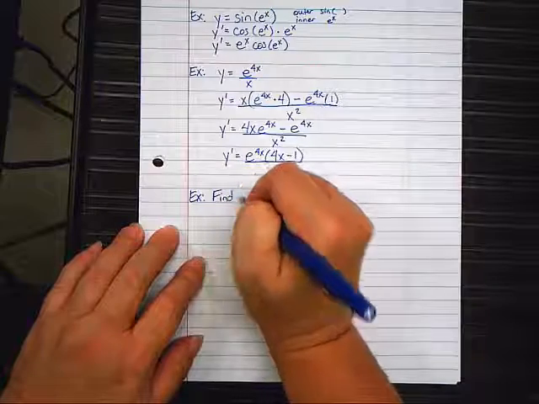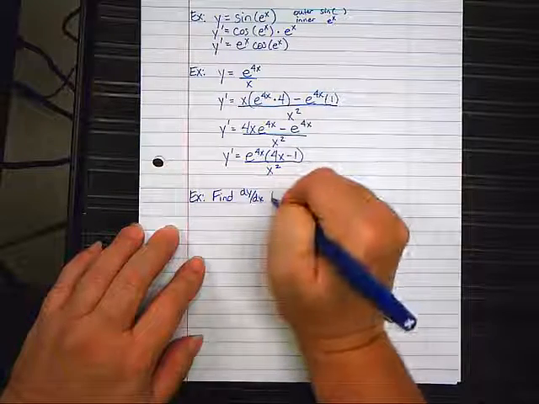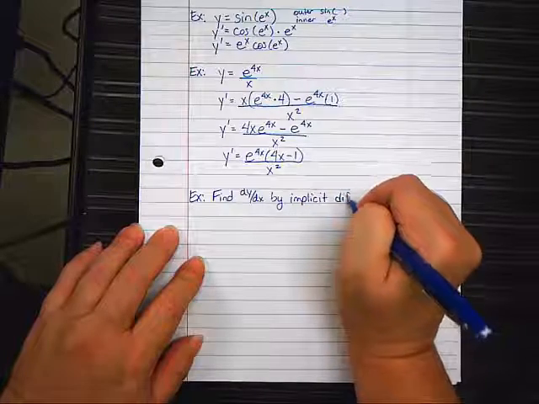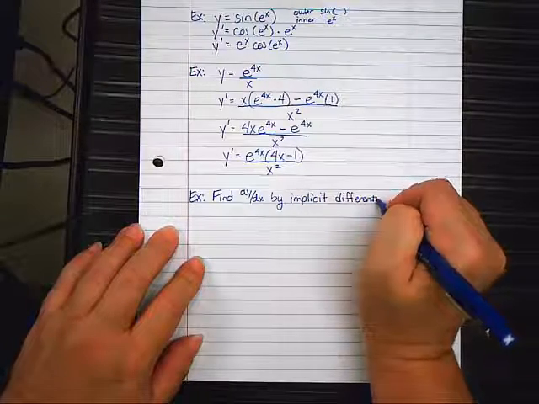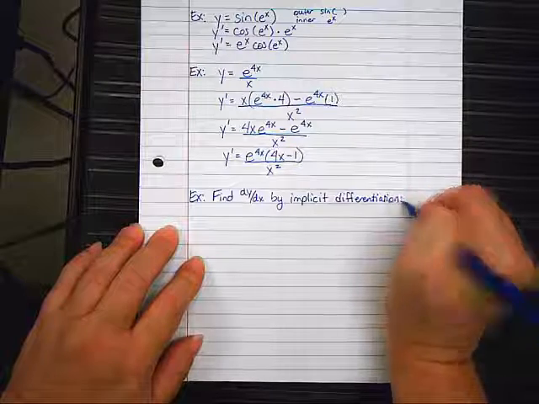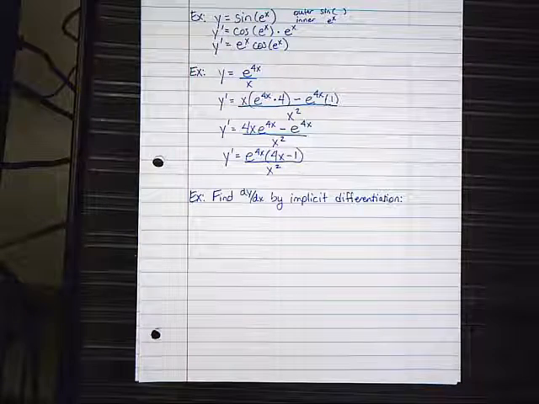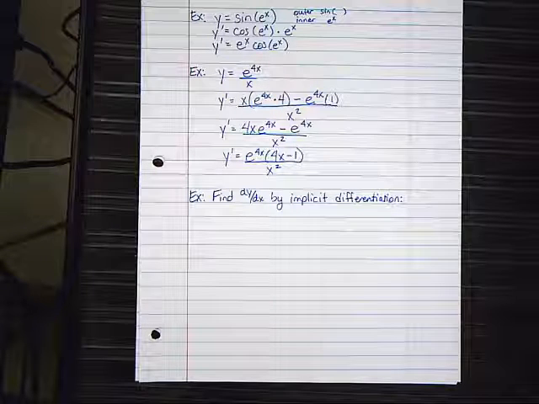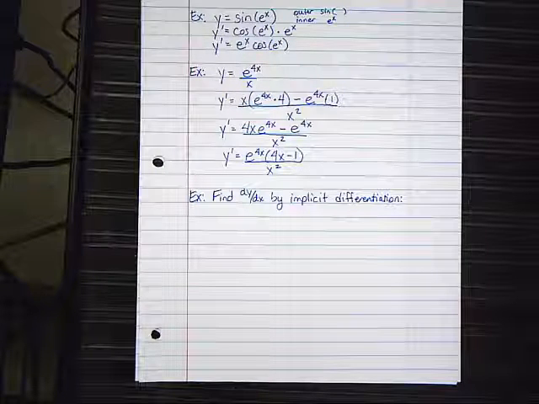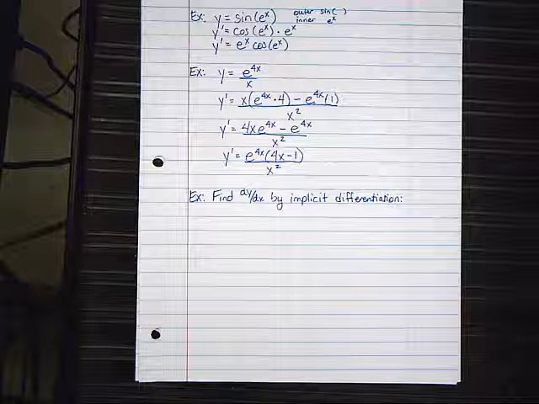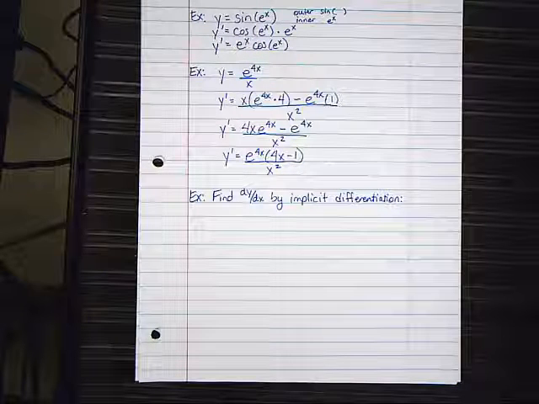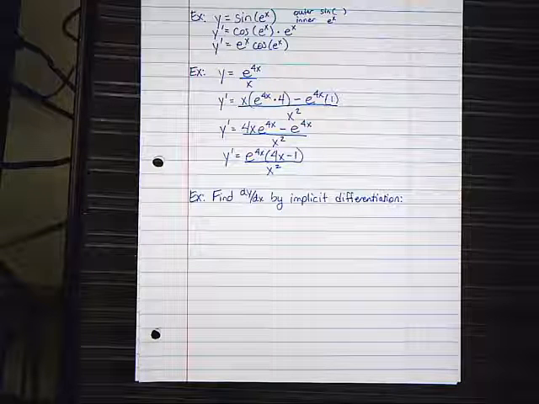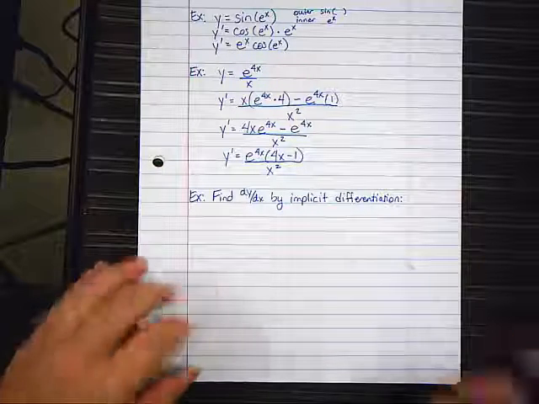Find dy dx by implicit differentiation. Give you a second to catch up with me. Find dy dx by implicit differentiation. This is going to take about 8 lines of paper, so if you're getting down to the bottom, you may want to change to a new page. Implicit differentiation. Wait till you see the problem. A lot of times when you see the problem, you're like, oh, I know what to do with that.